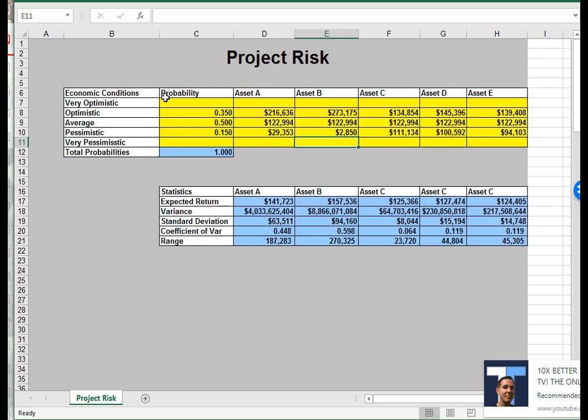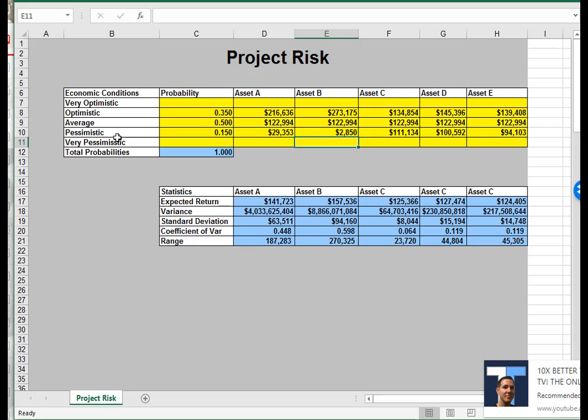Those are entered here under probability. And by the way, you enter these in decimal form, not percentage form. And then you enter the net present values. And here we have a series of projects with their predicted net present values given an optimistic economy, an average, and a pessimistic economy.